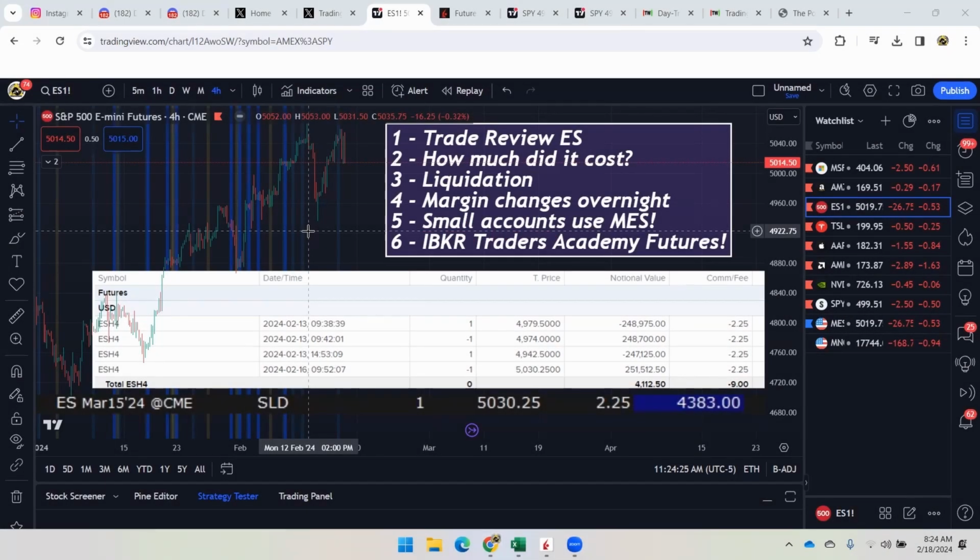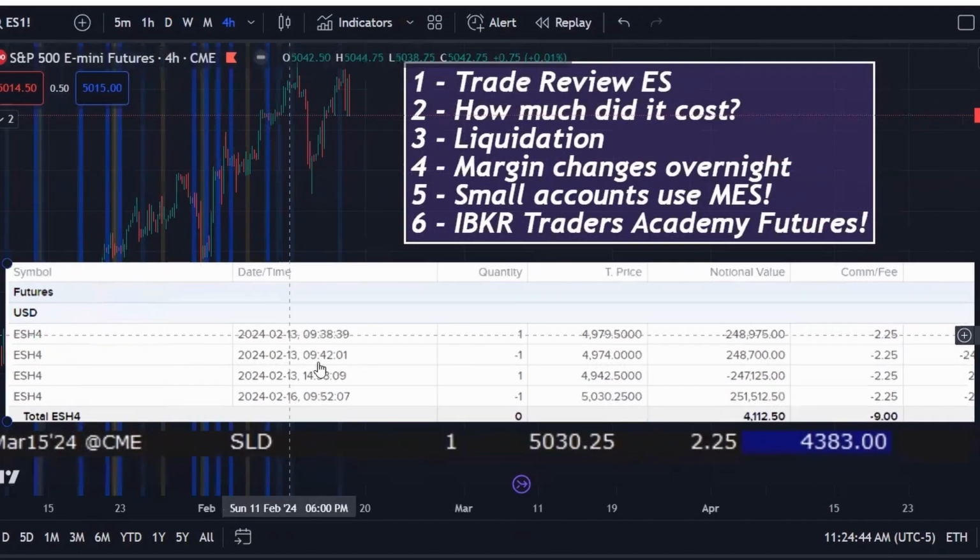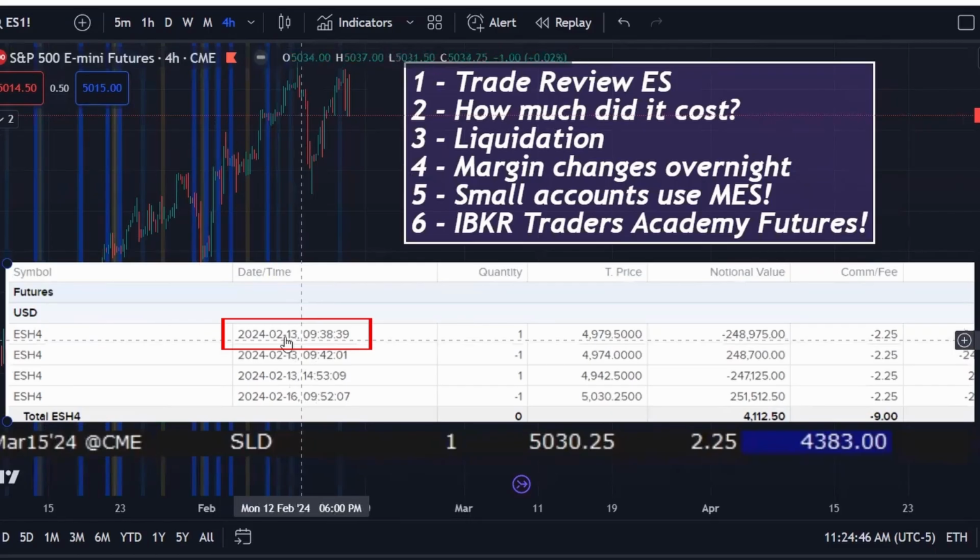All right, guys. So the way I want to do this is I want to show you a real trade that I took last week, and then I'll talk about how much it cost and the liquidation and certain things like that. So first of all, last week here, guys, I ended up taking a swing trade on ES, which is the full size S&P 500 futures contract. So you'll see here, this is my broker statement. So I started off on February 13th.